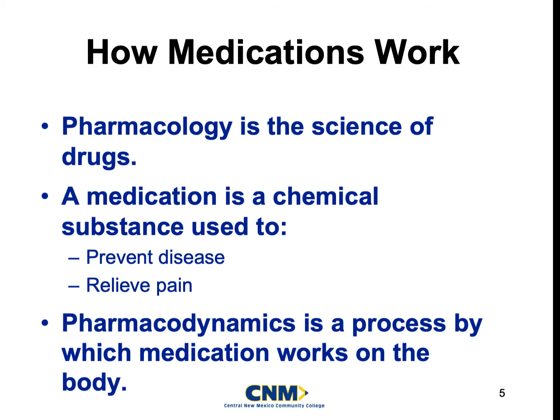Okay, so pharmacology is known as the science of drugs. A medication is a chemical substance that's used to alleviate pain, or it's used to prevent or stabilize a disease. Vocabulary for you guys: pharmacodynamics is the process of how the medication actually works on the body. Please make sure you guys know that term. Pharmacodynamics, process by which medication works on the body.